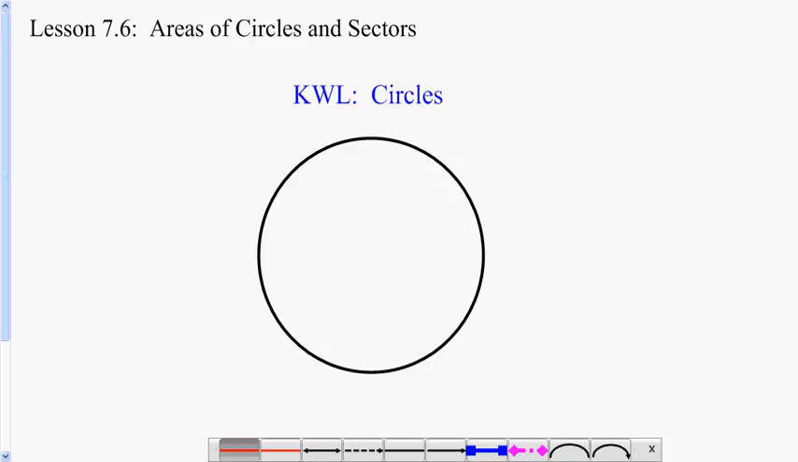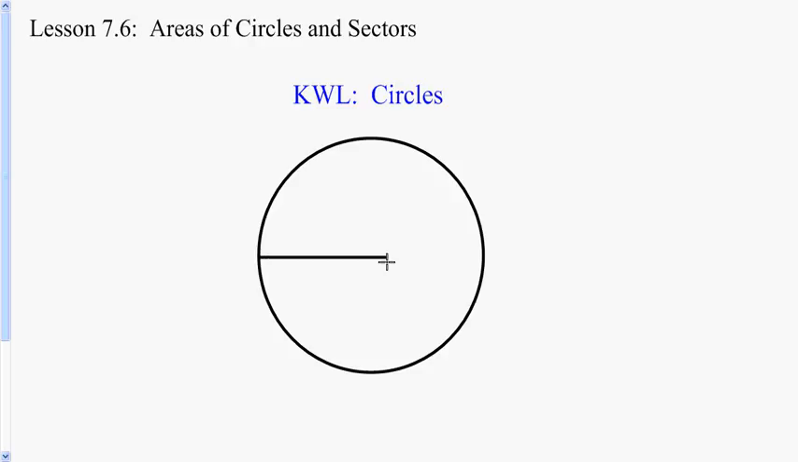Alright, if we go across the middle of a circle and going through the center, we would have what's called the diameter. That is all the way across. If we talk about going from the center out, that was called the radius.